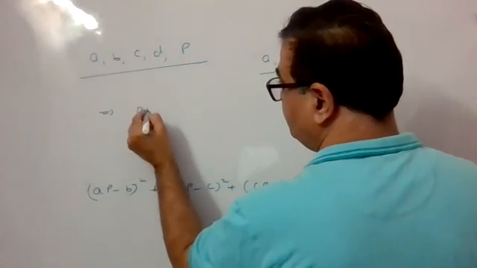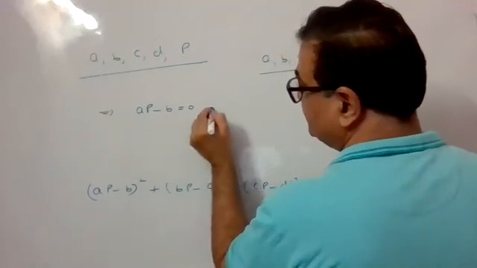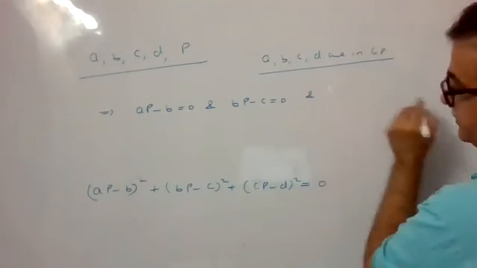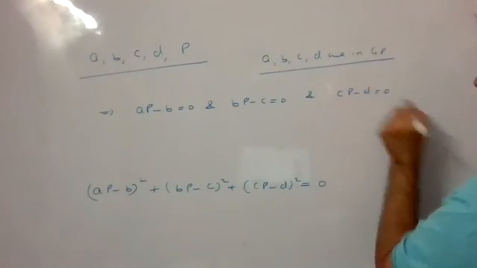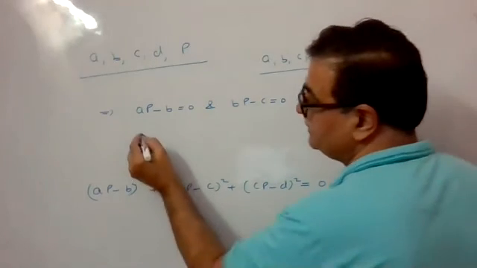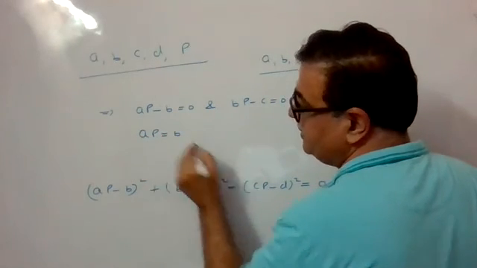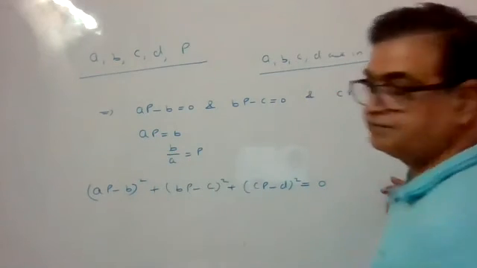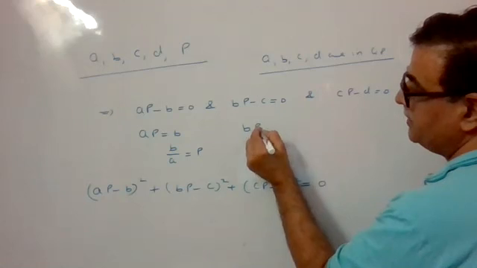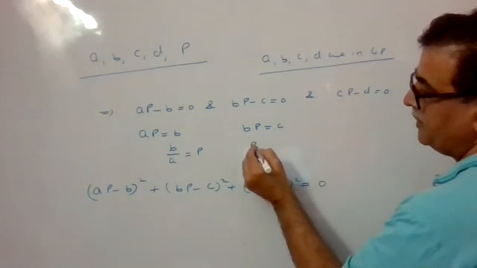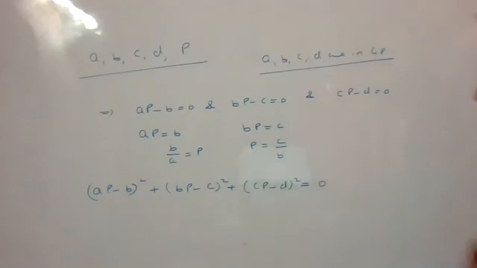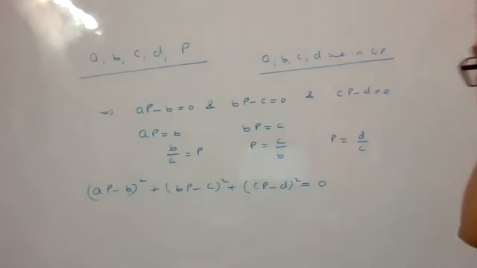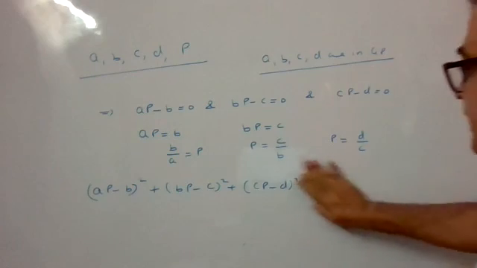So what does it mean? This implies AP minus B is 0, at the same time BP minus C is 0, and at the same time CP minus D comes out to be 0. From this, I get AP is B, so B by A is P. Same way, BP is C, so P is C by B. And same way, here P will be D by C. So P is the common ratio. P is equal in all.